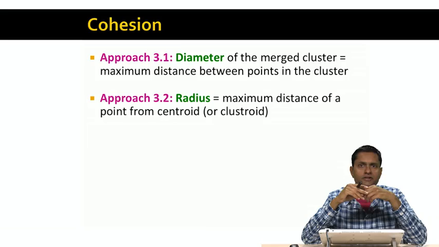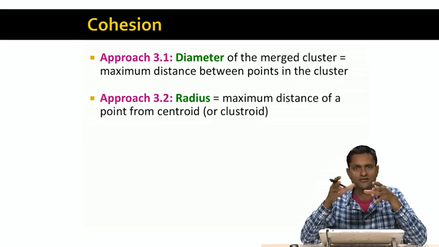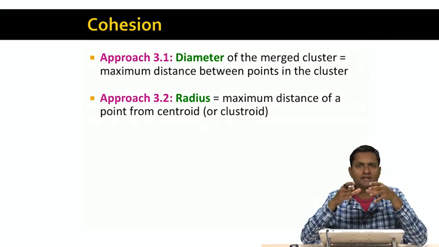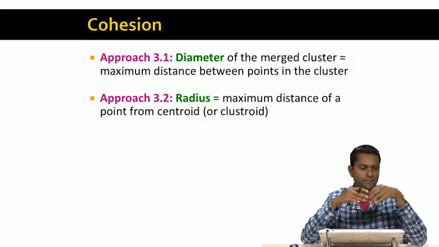The second approach is to use radius. The radius is the maximum distance of a point from the centroid or the clusteroid. And we might decide to stop clustering when we would produce a cluster of greater than a certain threshold radius.